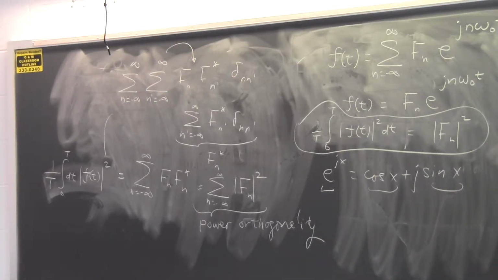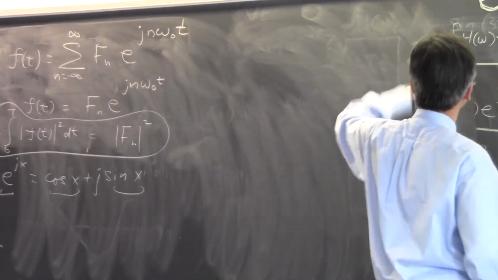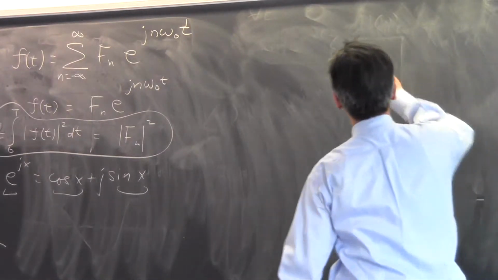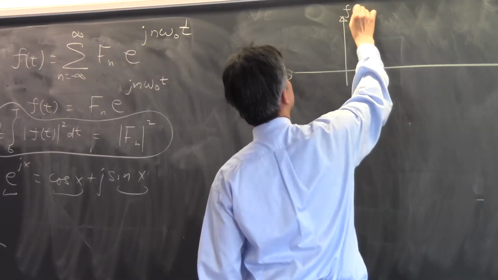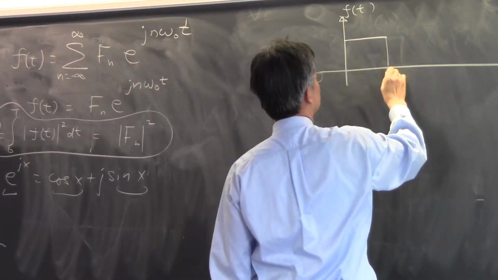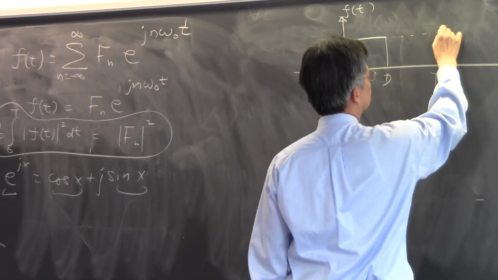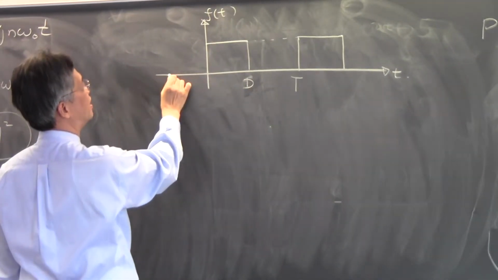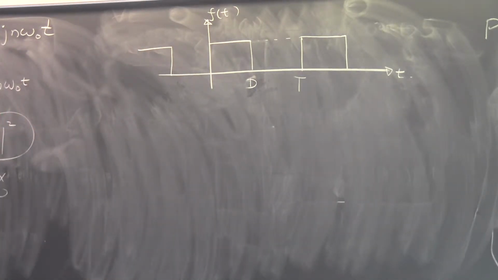Maybe we can use the last few minutes to find the Fourier series expansion of a square wave. Say if I have a square wave, and it repeats itself. How do I find the Fourier series expansion of this square wave?